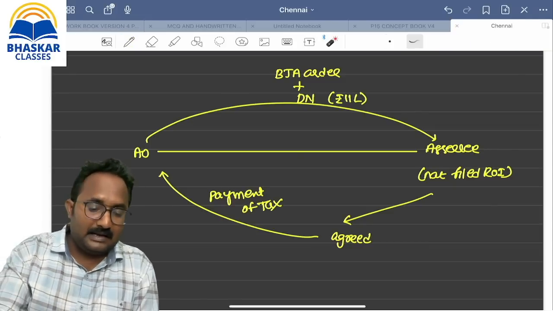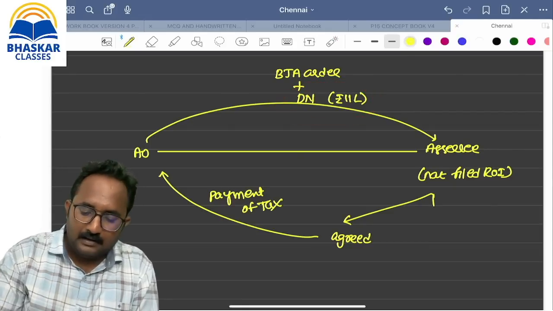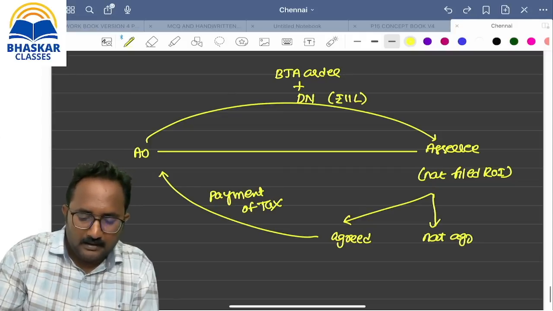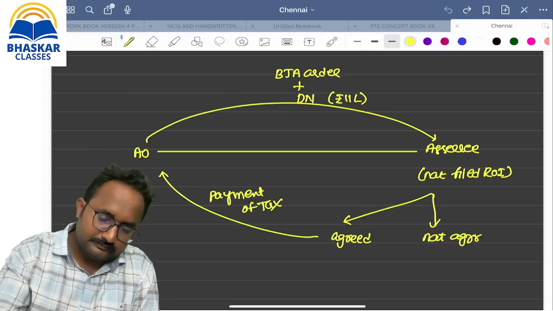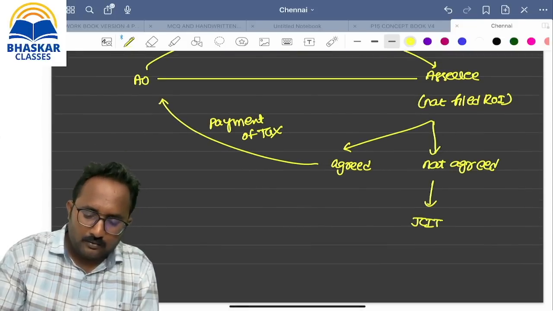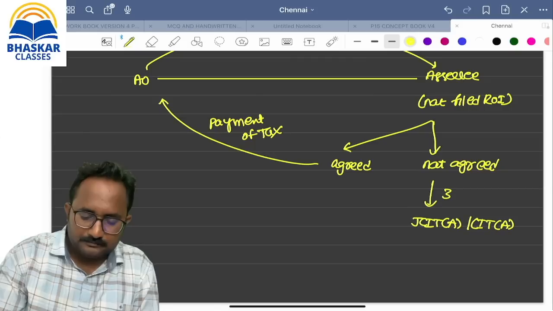No, sir, I am not agreeing with this order, sir. Now I want to make an appeal. Can I go for that appeal? If you do not agree with the assessment, can you go for an appeal? Yes, you can go for an appeal. Yes, you can go for an appeal to JCIT or CIT appeals within how many days? 30 days only.